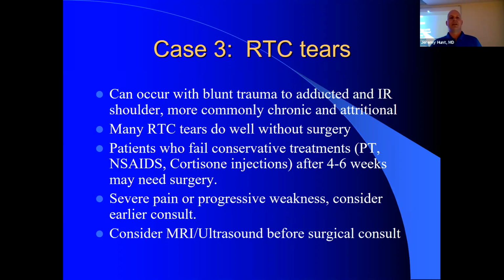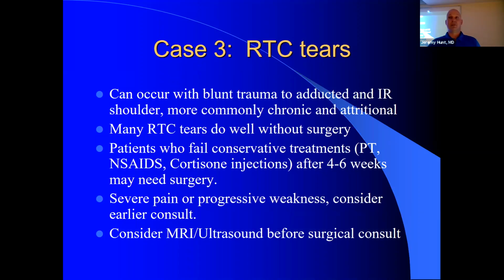Rotator cuff tears can occur with blunt trauma, typically on an adducted and internally rotated shoulder. More commonly, they're chronic attritional things that happen. People can tear their cuff as you get older from doing just your normal daily stuff. They'll feel something happen when they're doing something pretty mundane.